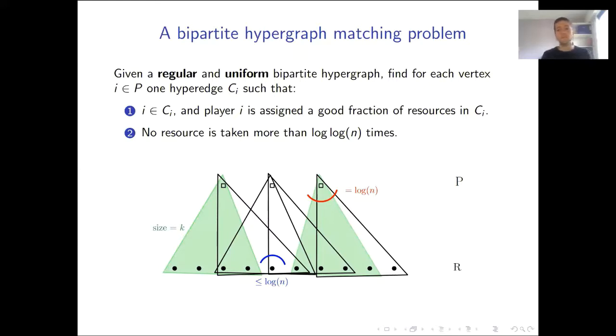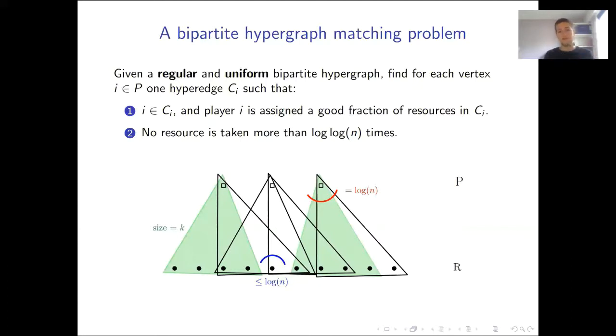And we want to find for each vertex i in P, so each player, one hyperedge Ci such that each player is assigned a good fraction of the resources in Ci, and no resource is taken more than log n times. So the hypergraph is regular. It means that each player is contained in exactly log n hyperedges, in red on the picture, and each resource is contained in at most log n hyperedges, in blue on the picture. And uniform means that the size of the hyperedge is the same for all hyperedges. They all have the same size k. That's what we get from the unit size resources.